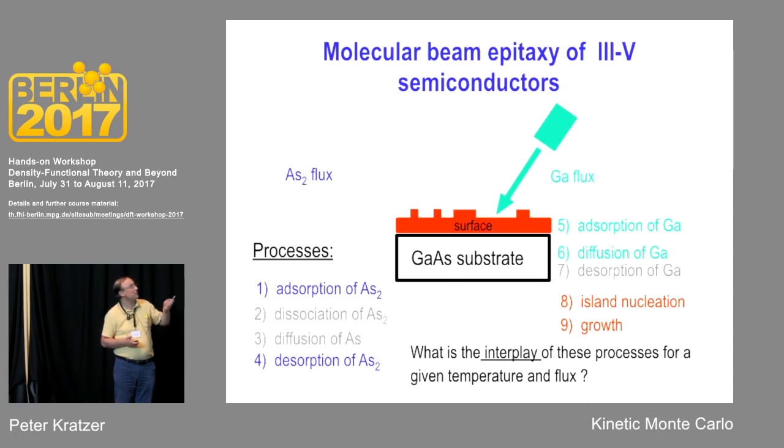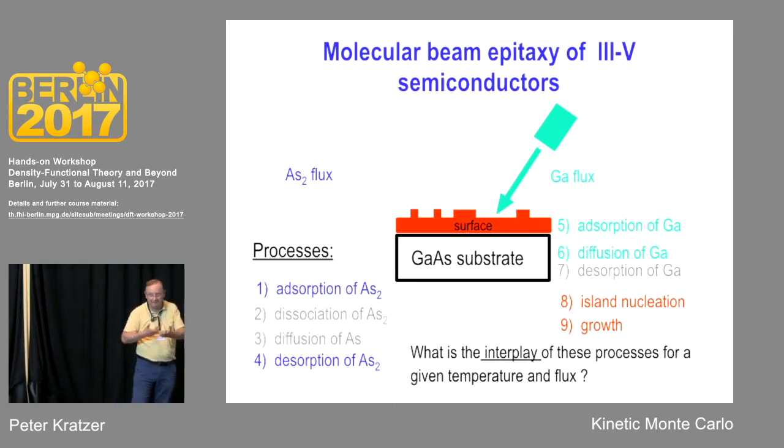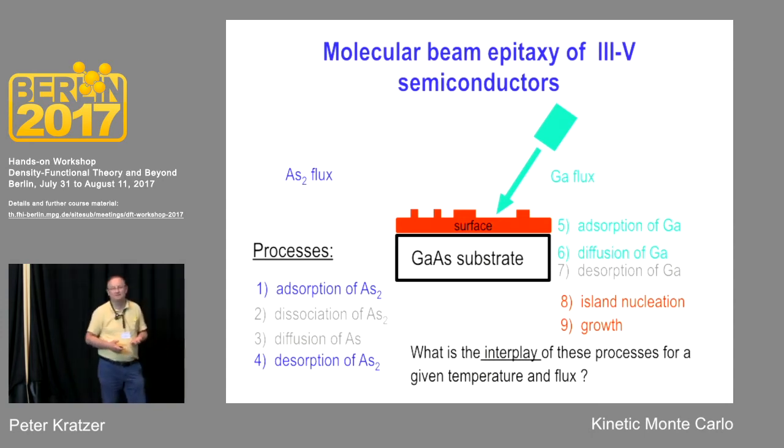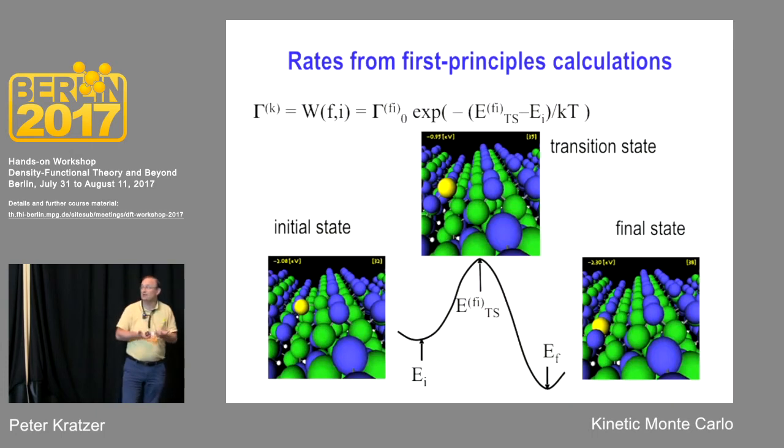People work actually with a high surplus of arsenic, so most of the arsenic desorbs again. We also need to include desorption of arsenic. And then, of course, you have a diffusion of the atoms on the surface, diffusion of gallium, attachment of gallium to islands, growth of the islands. And the crucial point here is the interplay of all these processes. If you only had one species or only 2 or 3 processes, it would be easy. But in epitaxy, you have an interplay of many processes. And some processes only become possible after an island has nucleated or after something has happened. This makes it difficult to foresee things, and this is why a computer simulation can help you in this respect.